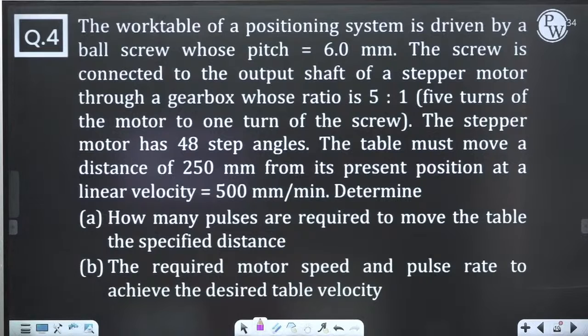Read the question, and we will do it slowly. Read the question, that's the reason I am standing on the side, and then we will solve together. Okay? Read the question first.